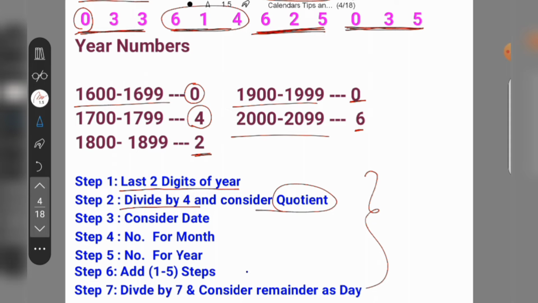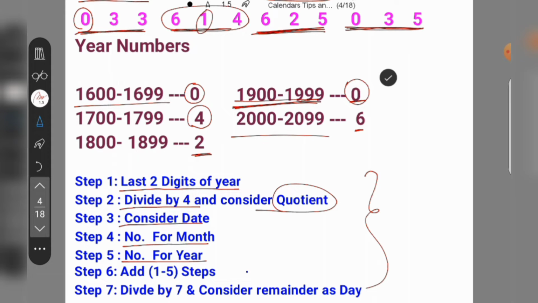Step 3 is we consider the date, whatever date they have given, and the number code for the month. For example, if they have given April in the question, the April code has to be considered as 1. Similarly for the year, if they are asking for 1978, 1978 falls in this range and the year code will be 0.